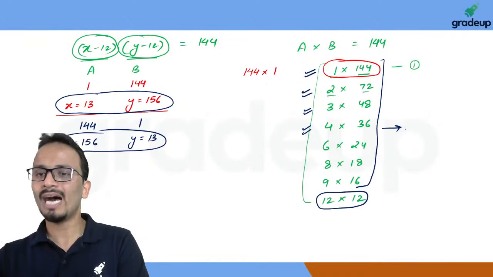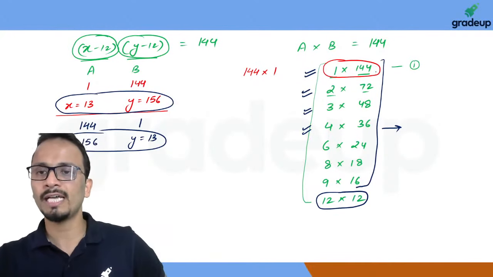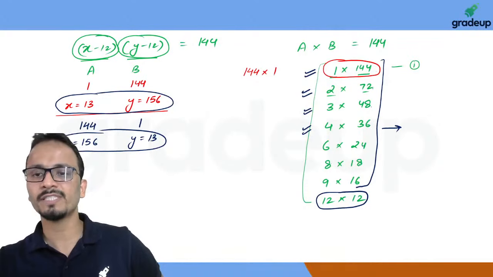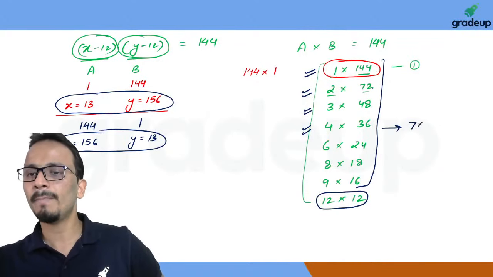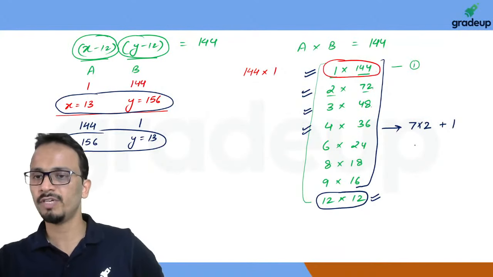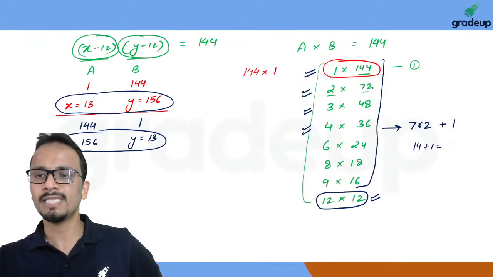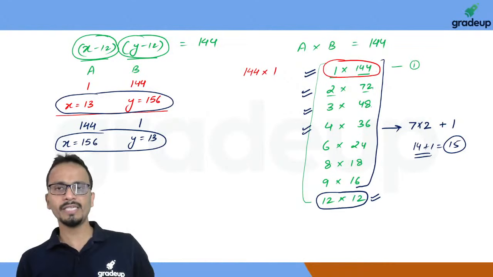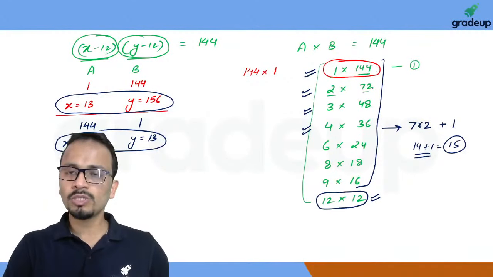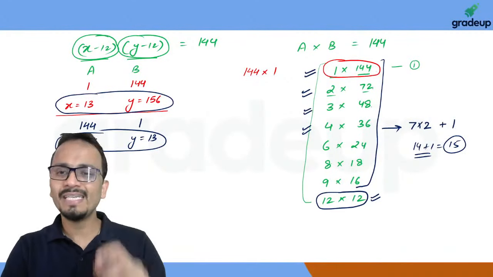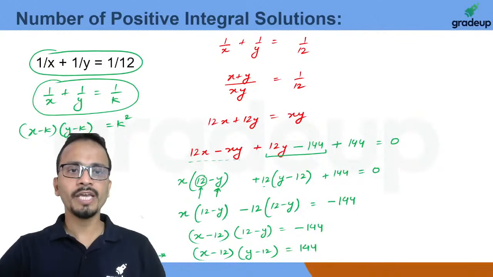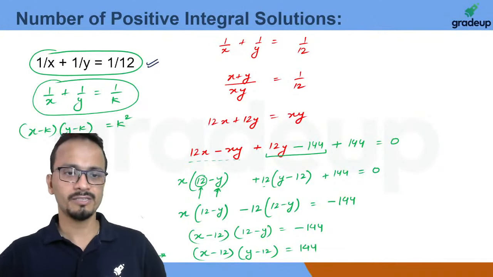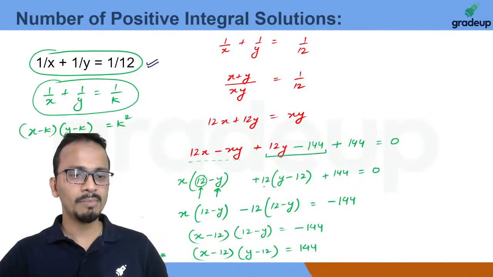Now I can write the total number of solutions as 1, 2, 3, 4, 5, 6, 7. 7 multiplied by 2 plus 1. The 1 is for the last 12 into 12. So 14 plus 1, that is equal to 15, will be your final answer. So 15 is the total number of positive integral solutions of the equation which we have seen earlier. Am I clear?